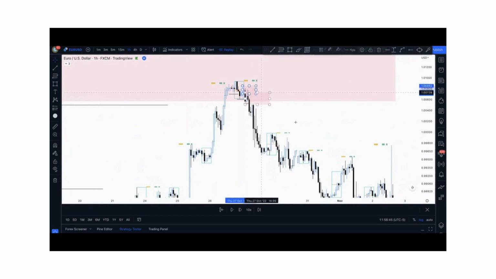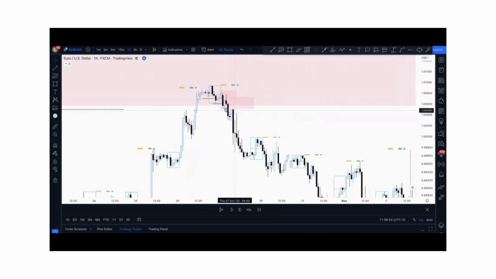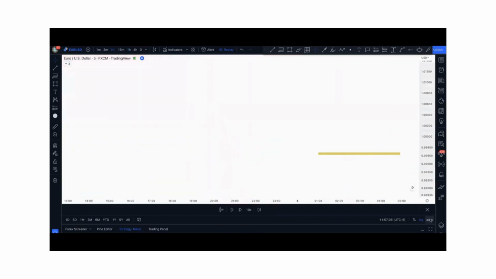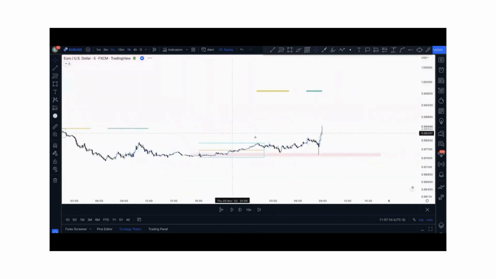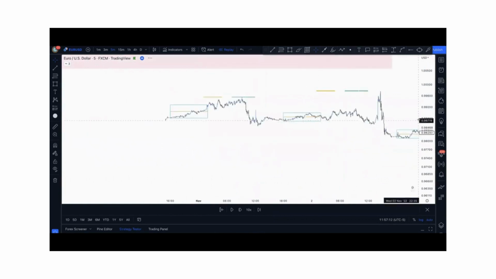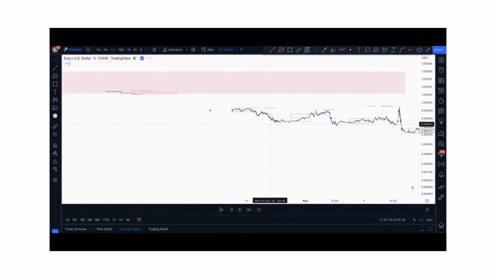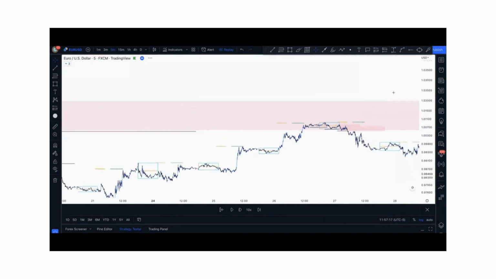As much as possible, we want to see a lot of break of structure. So this is a change of character, and then this is a break of structure to the downside because this candle closed below this low. So we can try to see it in like 15 minutes or 5 minutes.